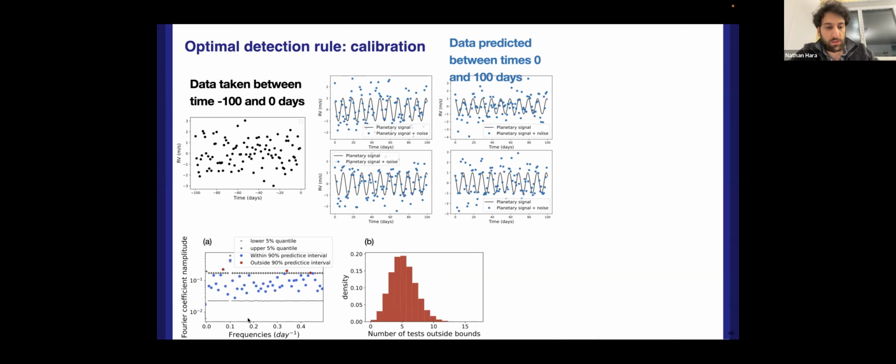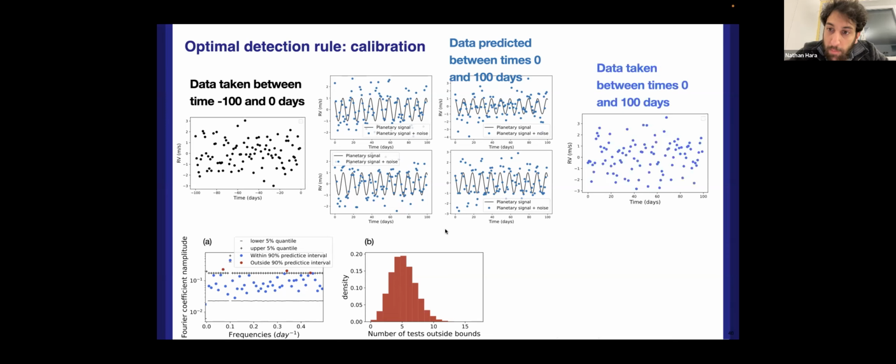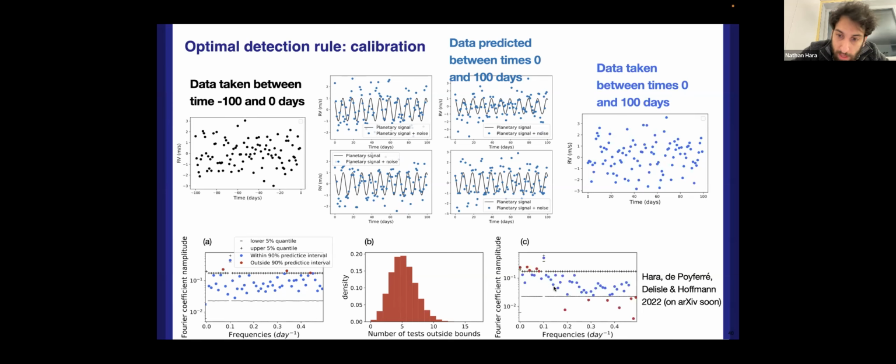So I know that on average, of all the 100 Fourier coefficients, I will have 5 which fall outside of the 90% bounds. But now I have the real data. And I can do the Fourier transform and plot where the Fourier coefficients are compared to this 90% interval. And in that case, I have 12 coefficients which are outside of the bounds, and I see that it's very unlikely if the model is correct. So with this particular predictive test, I can try to see if the models that I consider to compute this predictive distribution are realistic or not.